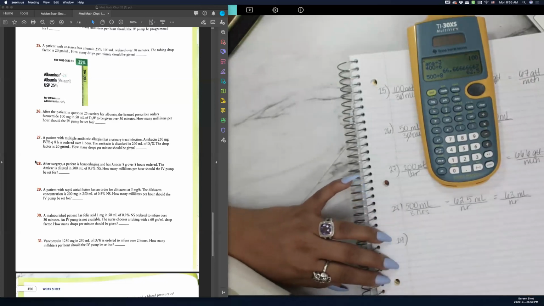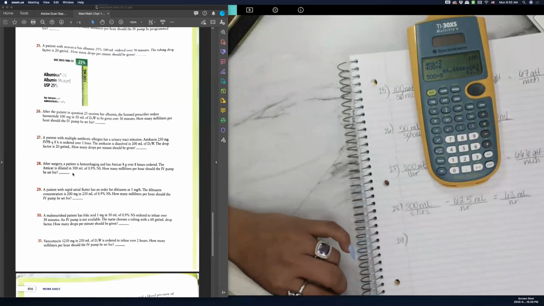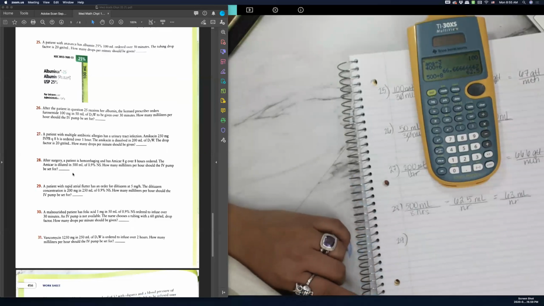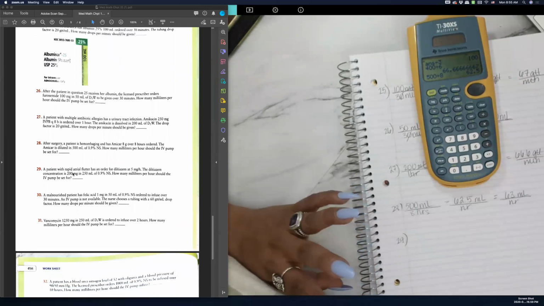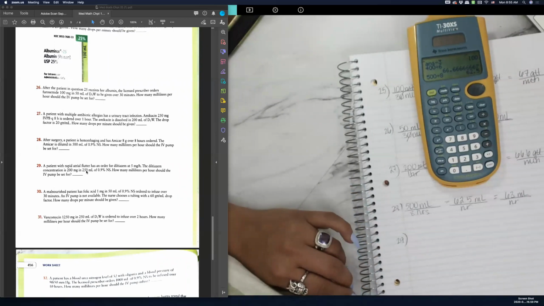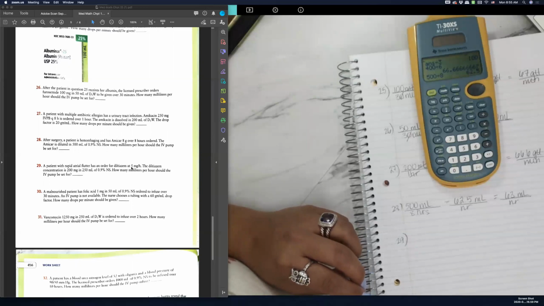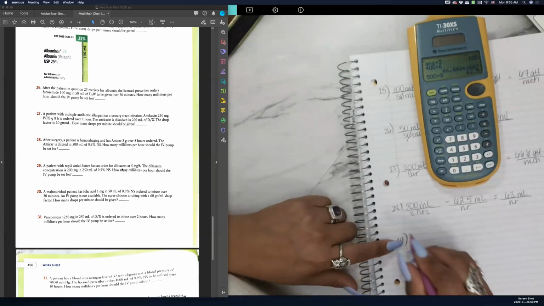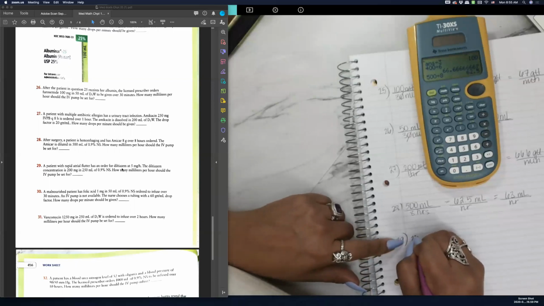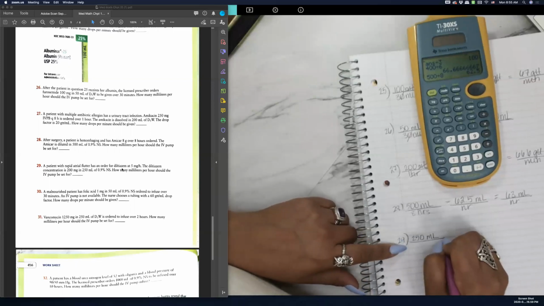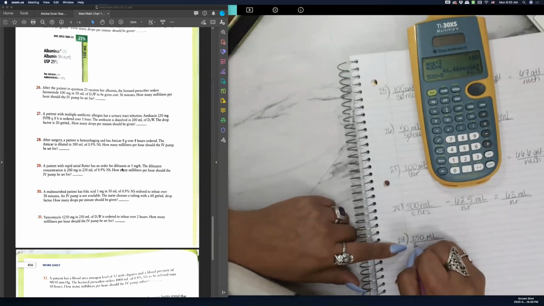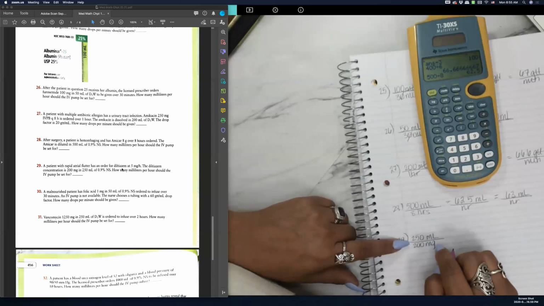Okay, question 29. A patient with rapid atrial flutter has an order for diltiazem at 5 milligrams per hour. The diltiazem concentration is 200 milligrams in 250 milliliters of 0.9% NS. How many milliliters per hour should the IV pump be set for? Okay, so again, we have an order that's giving us a flow rate that has the 5 milligrams per hour. So we're going to use our volume, which is 250 milliliters. And we're also going to use our order. It has a concentration of 200 milligrams per 250 milliliters.